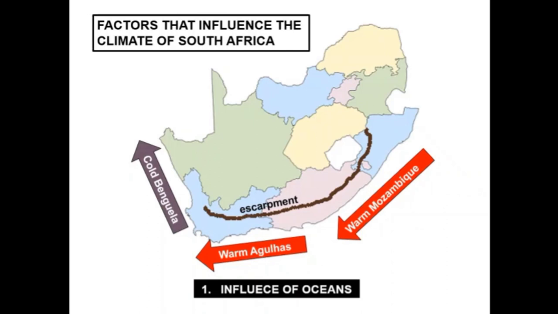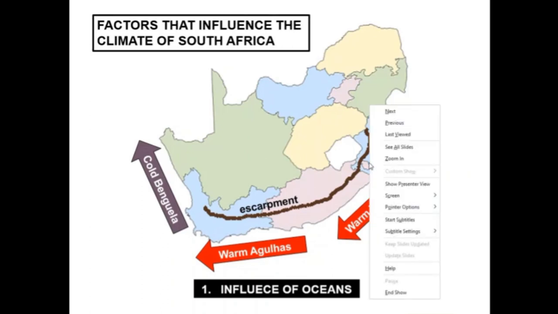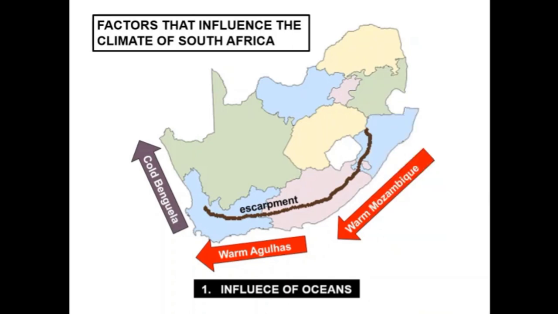Okay, so the cold Benguela that comes from the polar regions brings cold water, cold, dry conditions to the west coast. And that brings the temperature of that area down. Less evaporation happens, fewer clouds will be formed and also less rain will form.